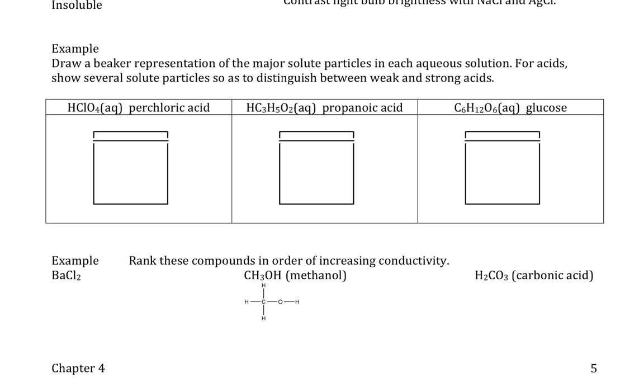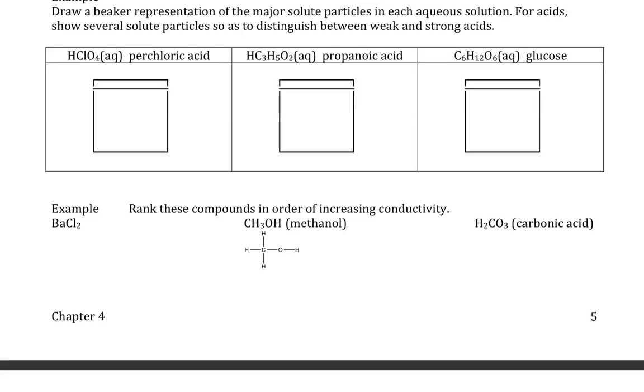Here's another example for you to come back to later. Draw a beaker representation of the major solute particles in each aqueous solution. For acids, show several solute particles so as to distinguish between weak and strong acids. So we have HClO4, perchloric acid, so that's an acid. You'll have to check whether that's on the strong acid list. If so, you hopefully know how to deal with it. Propanoic acid is also an acid. Check out whether it's on that list. Glucose is a molecule. It's like sucrose.